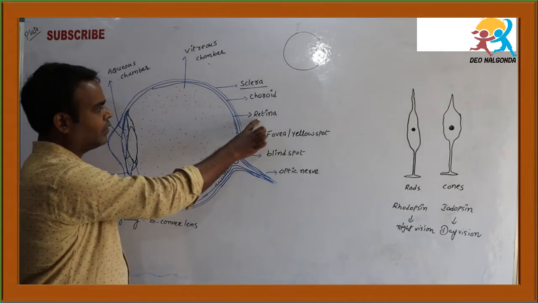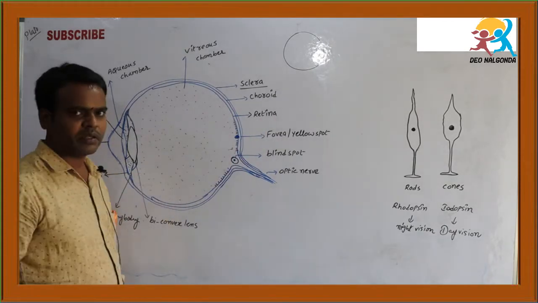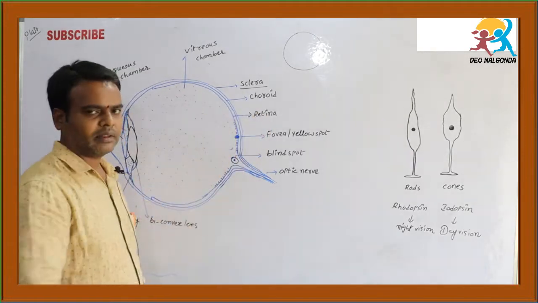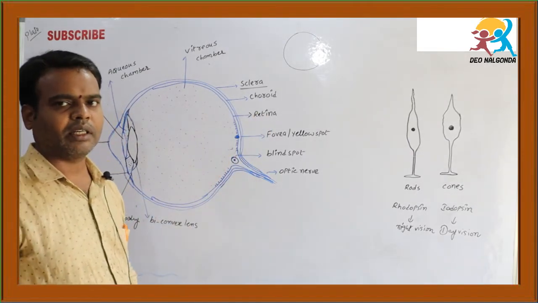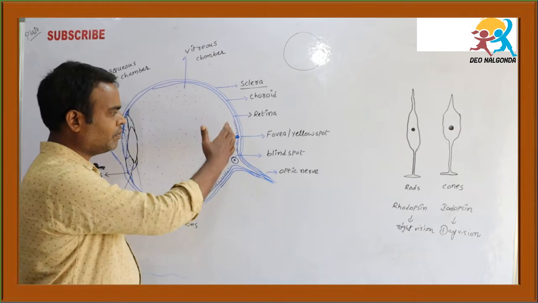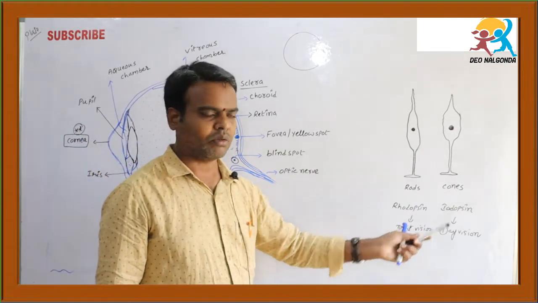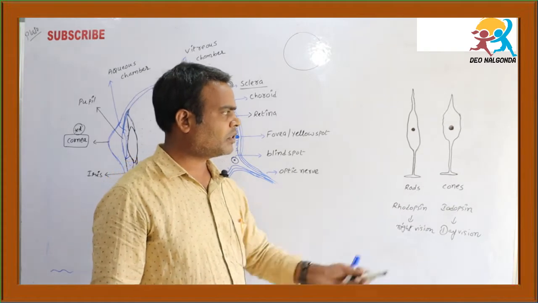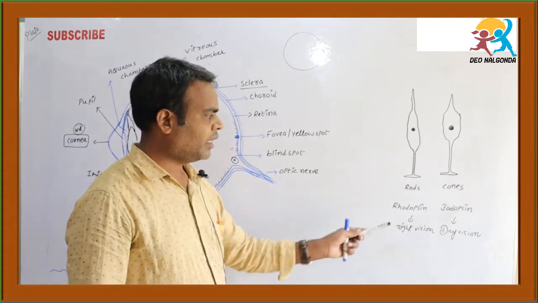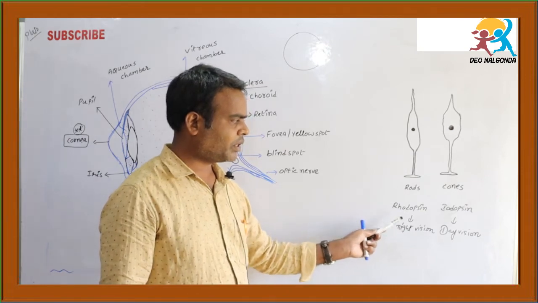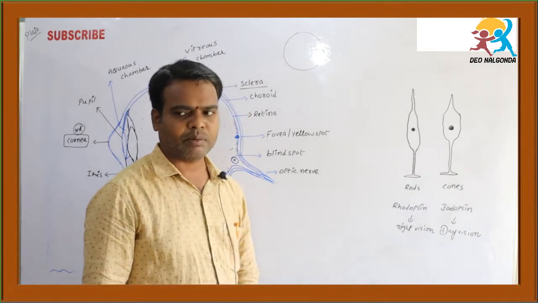Next, coming to the third one, this is the innermost, very sensitive and very important layer. That is nothing but the retina. The retina is the screen of the eye and it contains many cells. Those cells are called rods and also cones. These rods and cones contain a chemical called rhodopsin. The rods contain the rhodopsin and the cones contain the iodopsin.